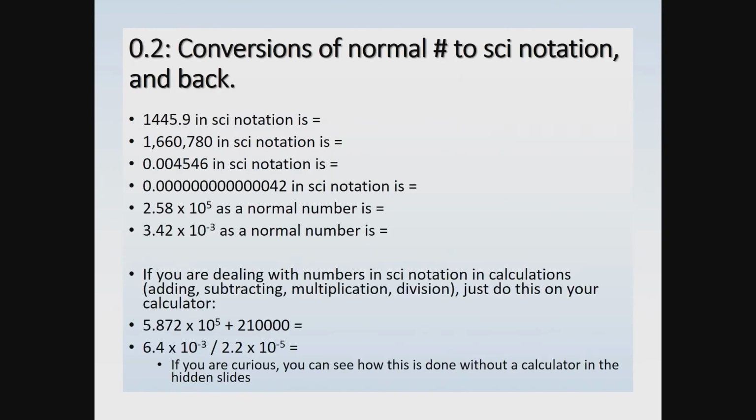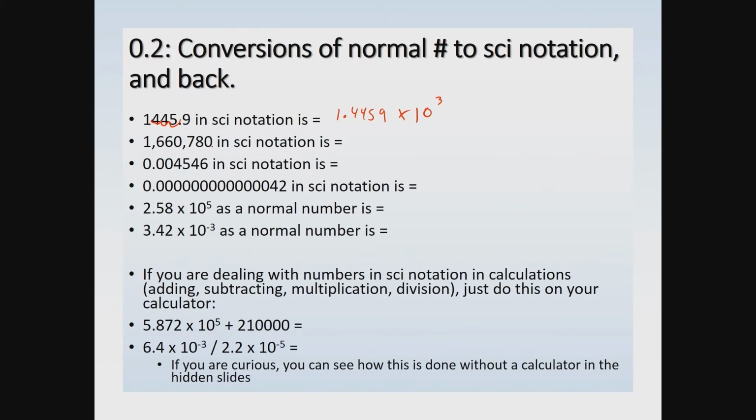So here we have a relatively large number in the sense that it is larger than 1, and we want to convert it to scientific notation. So again, the goal in scientific notation is to move the decimal place such that there's only one digit to the left of the decimal. So I'm going to move it 1, 2, 3 times. And so the new number, the coefficient, is 1.4459. And since I moved the decimal to the left 3 times, the exponent will be positive 3.